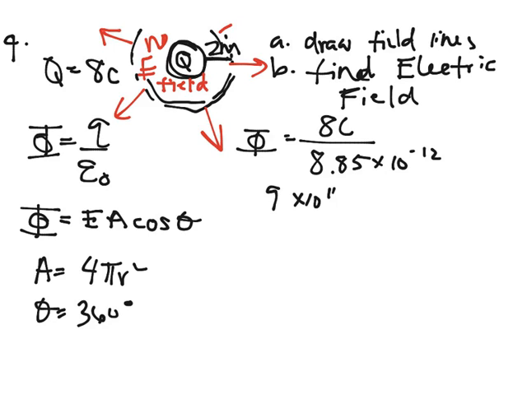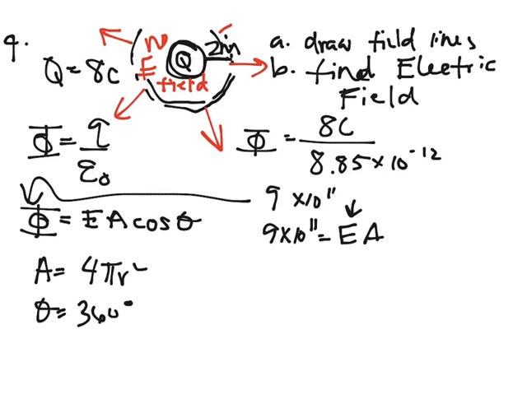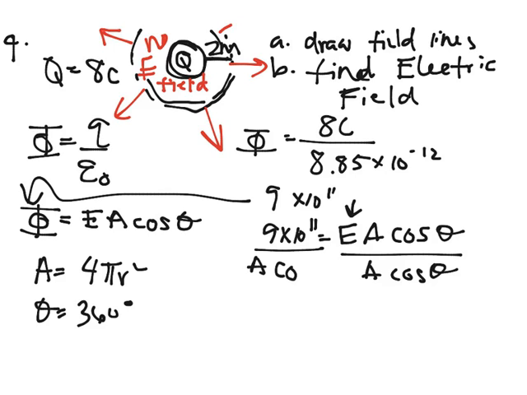If you do that, your flux is going to be essentially 9 times 10 to the 11th. Alright, and then we can go back and plug this into your flux equation. So it's 9 times 10 to the 11th equals our electric field. Remember, this is what we wanted to find. Times our area times cosine of theta. To get our electric field alone, divide by A cosine theta. This cancels them out on this side, so you can just essentially get rid of them. So you can see that E is equal to the flux divided by A cosine of theta.